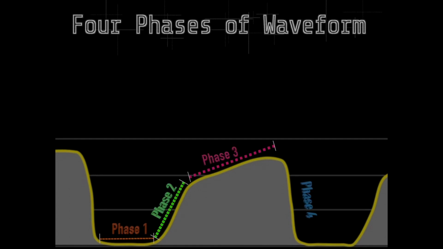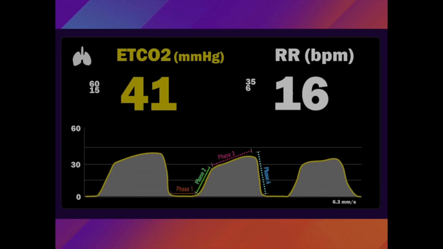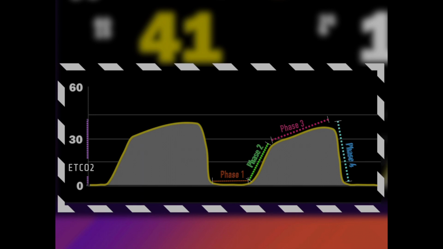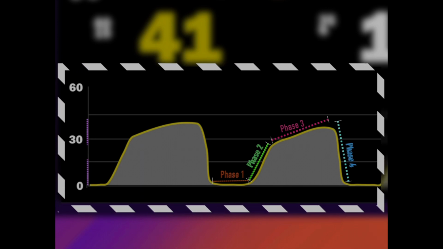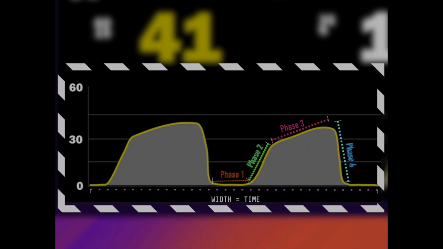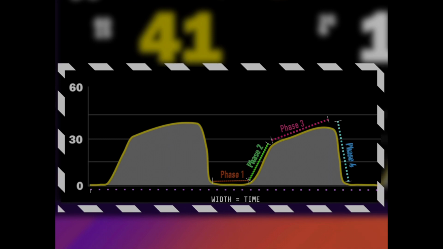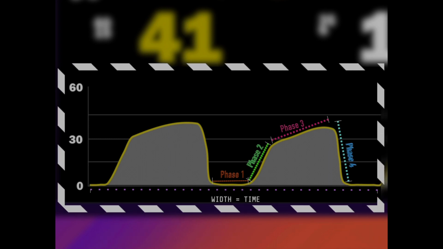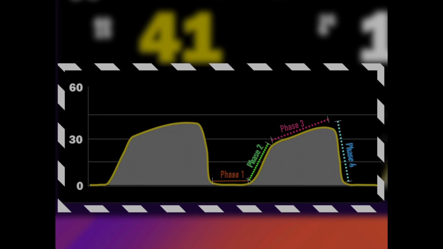The waveform can be used to assess a patient's respiratory status and identify issues such as ventilation abnormalities and airway obstructions. The capnograph's waveform illustrates precisely how much CO2 is present at each phase of the respiratory cycle. Keep in mind that the waveform's amplitude or height represents the concentration of EtCO2, and the width of the waveform represents the inspiratory, or breathing in, and expiratory, breathing out time. With that in mind, let's take a look at this wavelength.